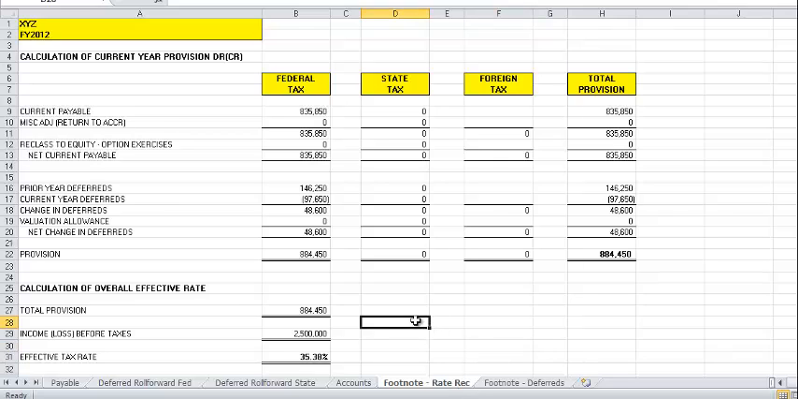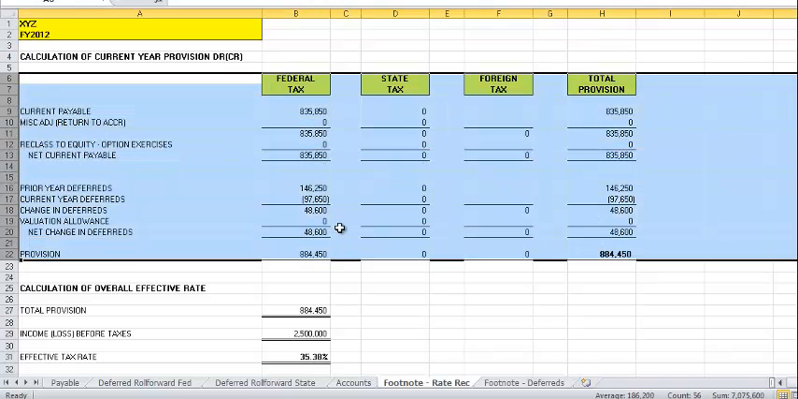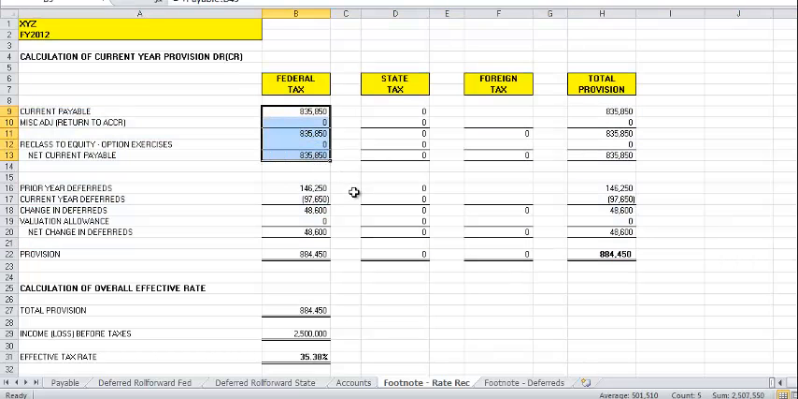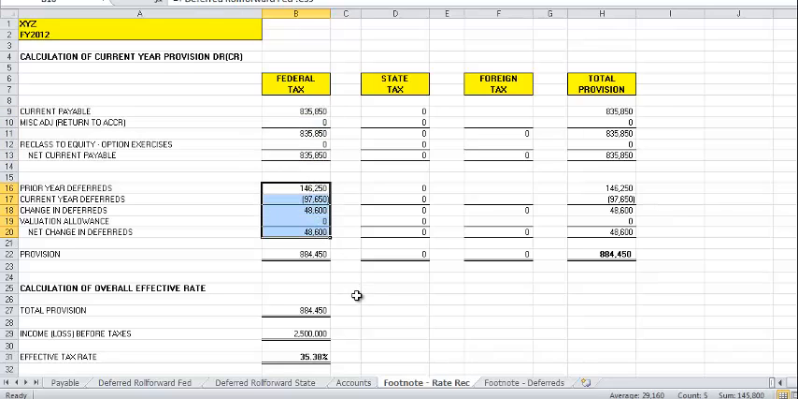And now if we roll over to the rate reconciliation tab and the footnote tab, I want you comfortable with how this first table works. What this is trying to do is explain here what your current provision is, and here what your deferred provision is, and the sum of those two is your total provision, which is that 884. This is pretty straightforward because there's no return to provision, so all that 835 is the current number, the current liability that comes off the payable tab.